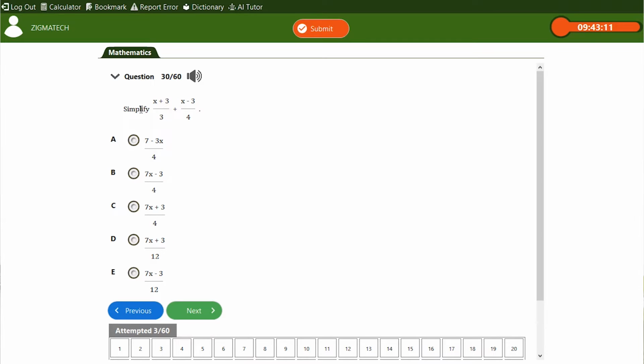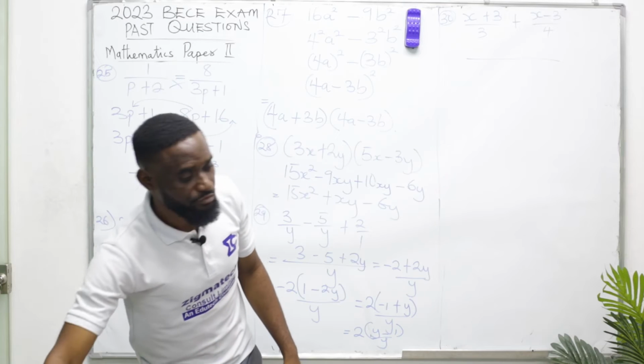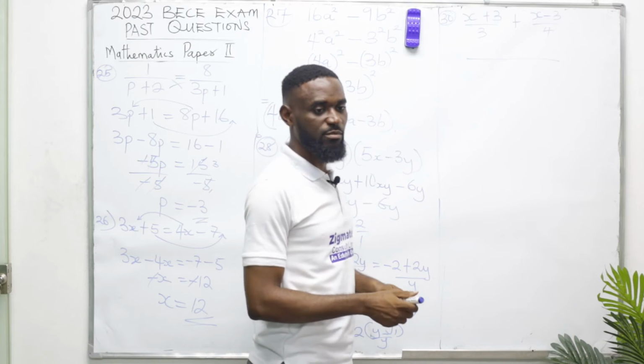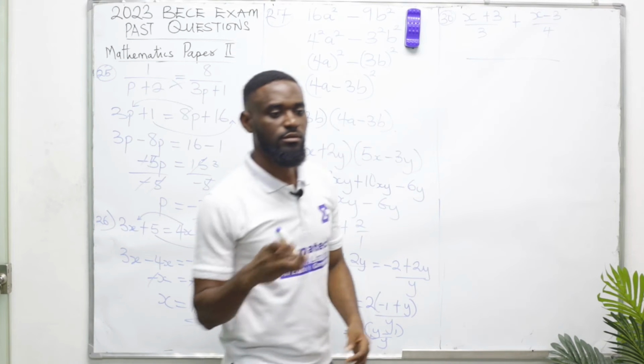All right, so let's go to the next one. Simplify x plus 3 over 3 plus x minus 3 over 4. So this is also two fractions to be simplified. So let's get the LCM of the fractions. Let's finish with this.